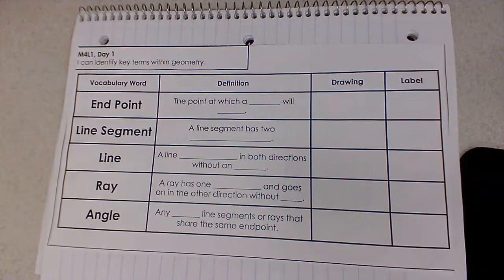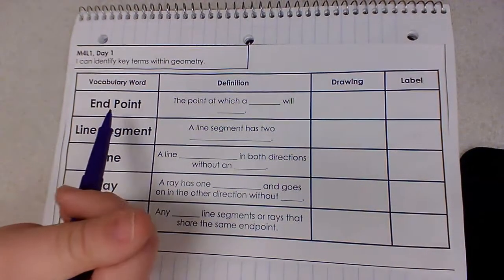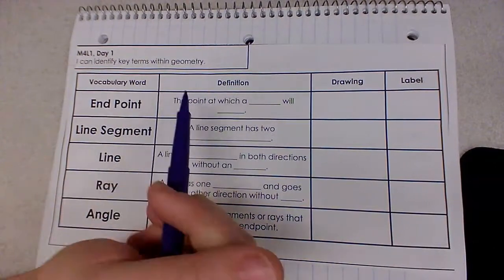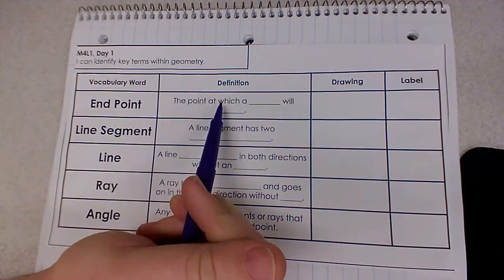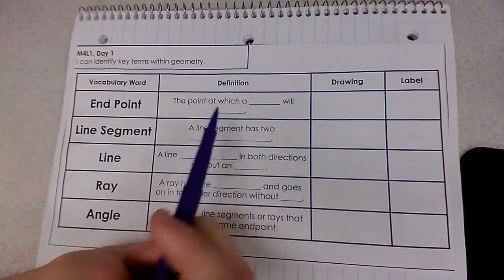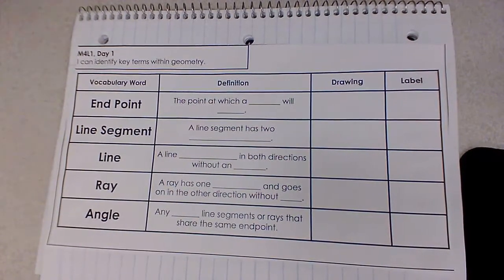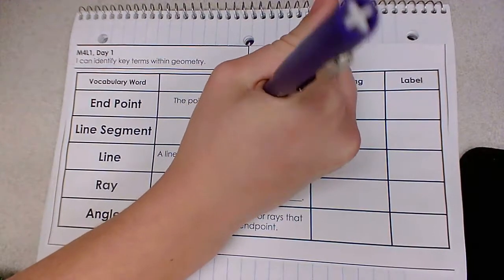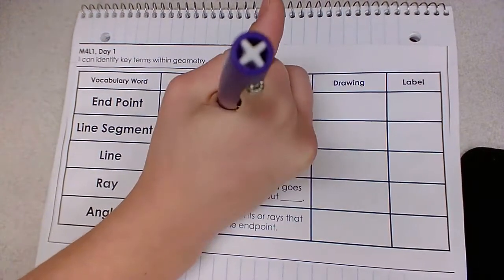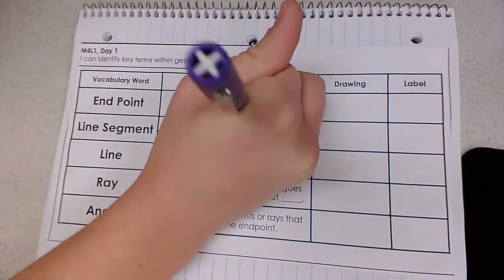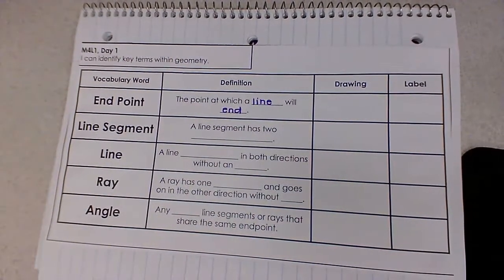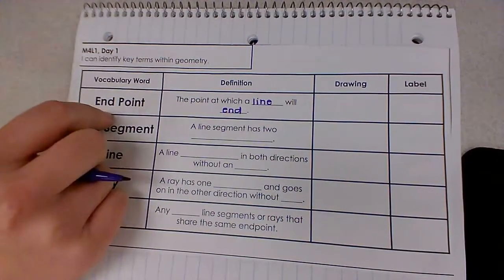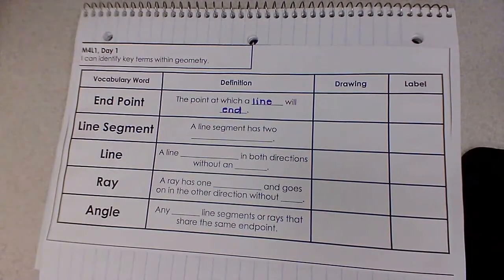The first word that we're going to be learning about is endpoint. Endpoint's definition says, a point at which a line will end. That makes sense, doesn't it? When you have a line, you know that it's marked by its ending by an end point, a point that marks an end.